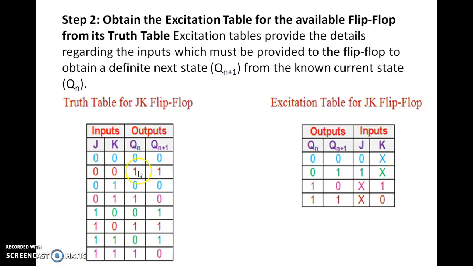Then the last state, that is when both Qn and Qn+1 are 1, 1. What is the value of J? You just check out. J is changing, but K is constant. So you can write it as don't care, 0. That is what I have filled here. So this is the excitation table for JK.